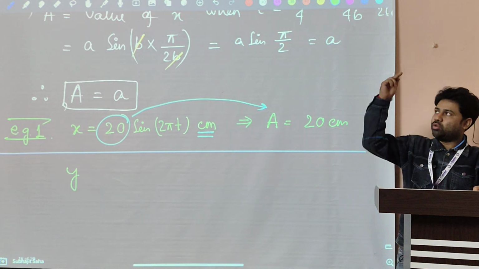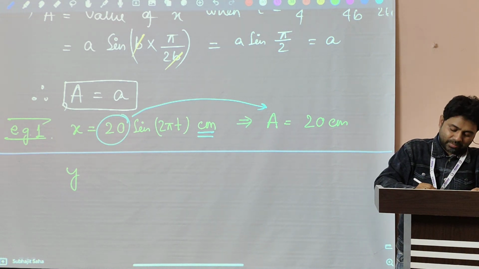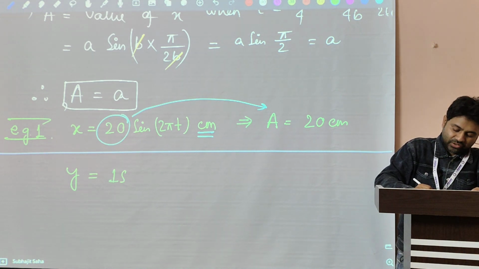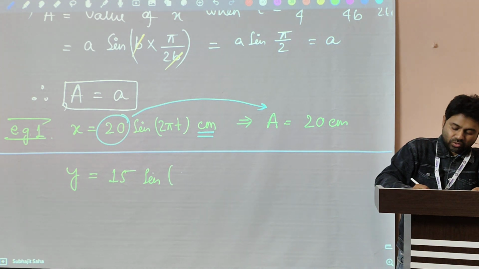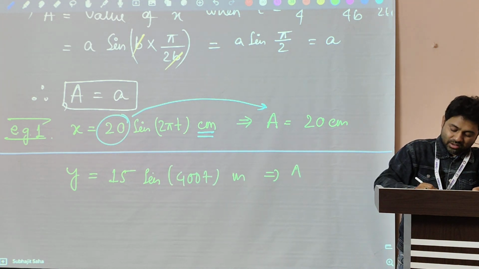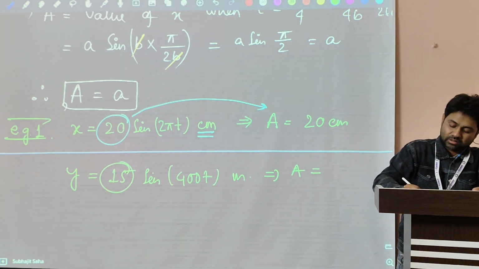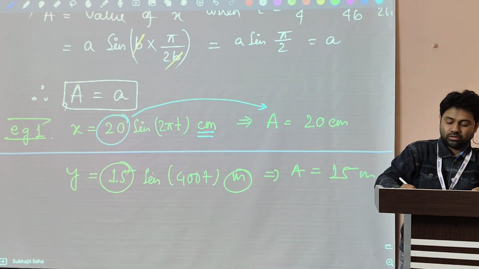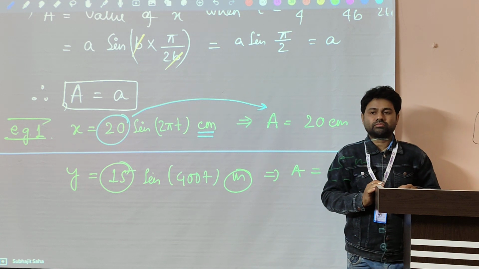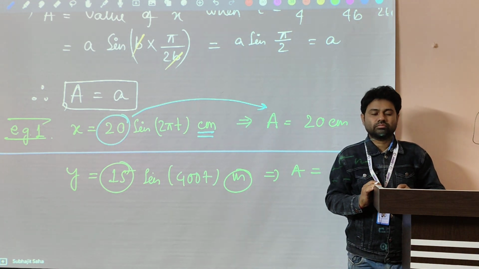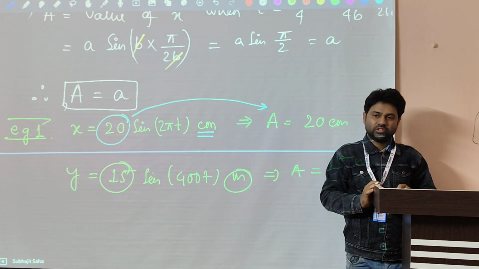Suppose the particle is moving along y direction and its displacement is given by y equals to 15 sine 400 t meter. From there you can say its amplitude to be 15 meter, and so on. Clear?